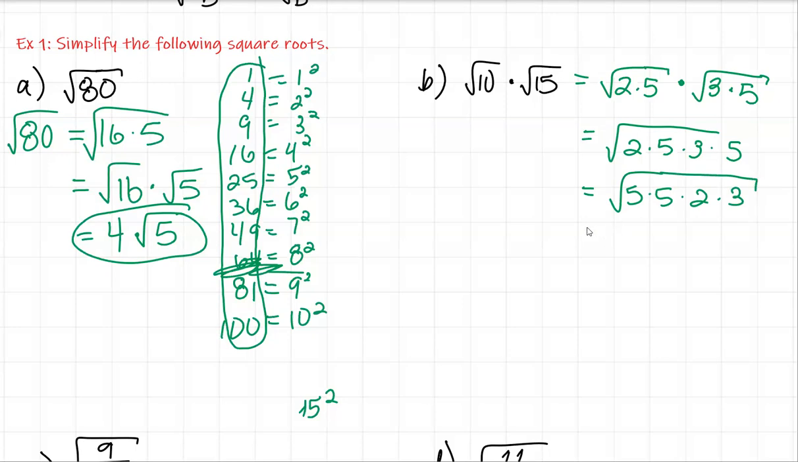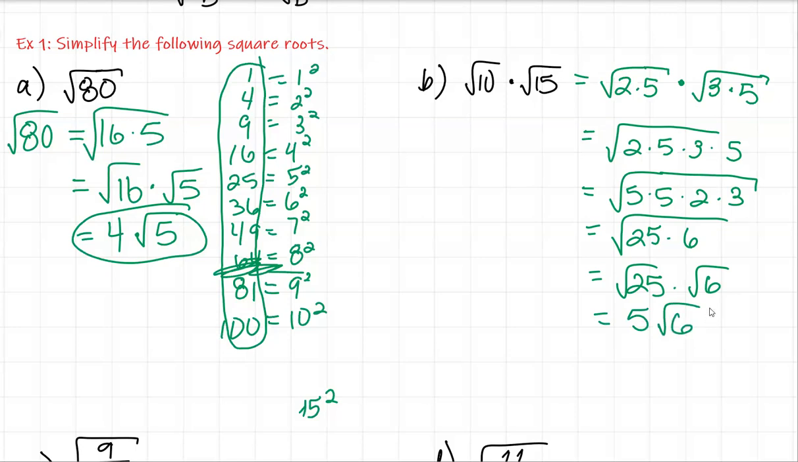Oh, yay. So you're trying to be strategic. You're trying to get that perfect square under there. So 25 times 6. So now this is square root of 25 times square root of 6. Square root of 25 is 5. Radical 6. Okay?